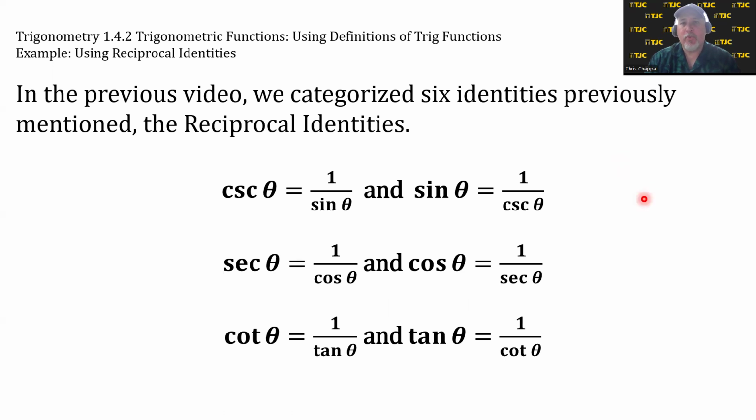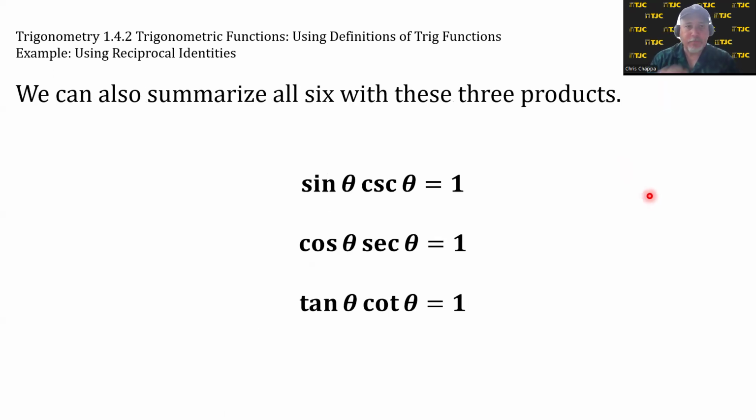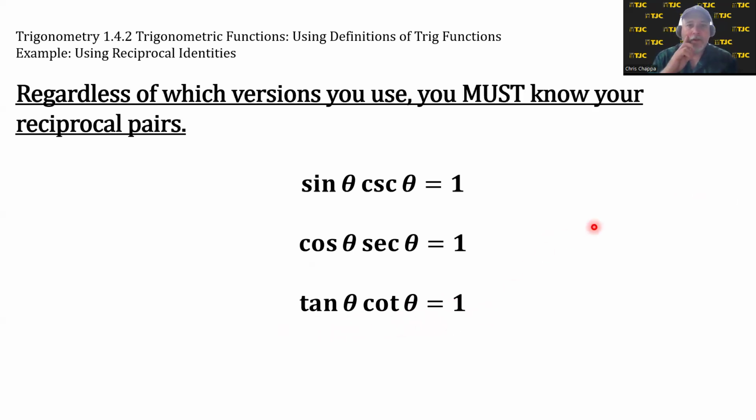In the previous video, we categorized the 6 identities previously mentioned, the reciprocal identities. Here they are. We can also summarize all 6 with these 3 products. Sine of theta times cosecant of theta is equal to 1. Cosine of theta times secant of theta is equal to 1. And tangent of theta times cotangent of theta is equal to 1. Regardless of which versions you use, you must know your reciprocal pairs.